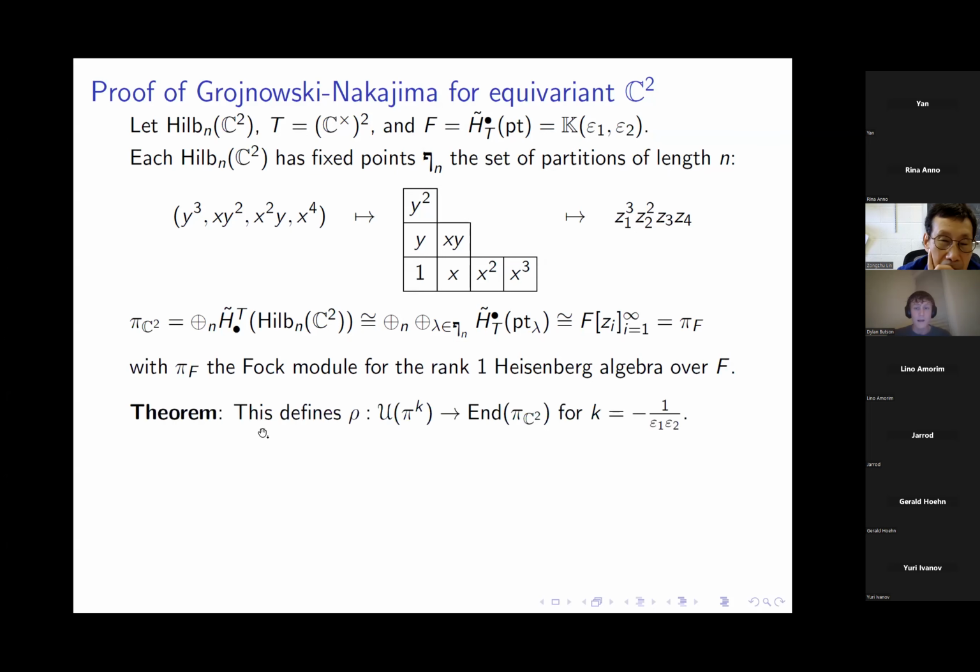Great. And now the analog of the theorem in this case will be that you get a representation of a one-dimensional Heisenberg algebra, but it will be over this base field. And in fact, the level of the Heisenberg algebra will depend on the specialization you might want to take in the base field. The level will depend by -1 over epsilon 1 epsilon 2. This shows up as the equivariant volume of C2, or the pairing between the fundamental class of C2 and itself under the equivariant intersection pairing.